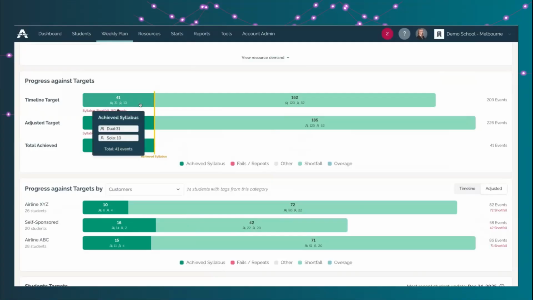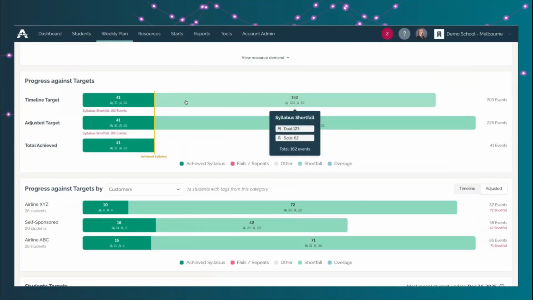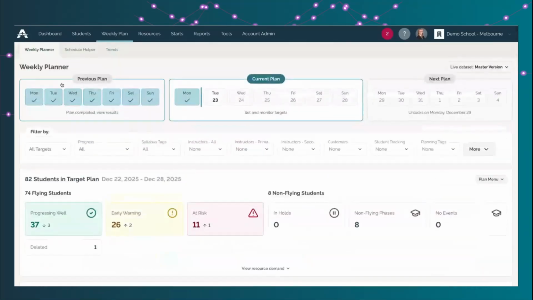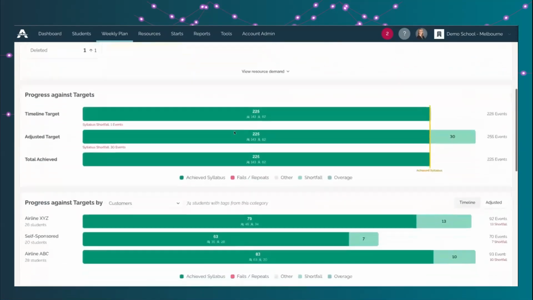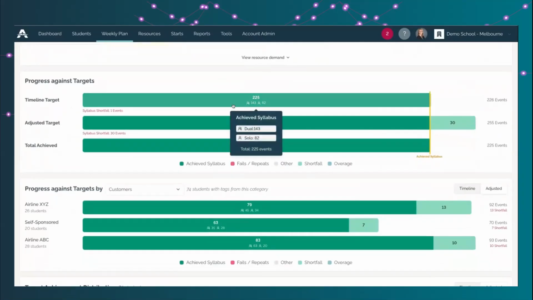Both of these features are very cool, but they still don't take the title for our favourite this year. Weirdly, for a planning product, the thing we love the most lives here on the previous plan page. This captures the results of the week just gone, so you can see how the flight school performed against the Aeroplan timeline targets, plus any adjustments that were made to student timelines for the week.